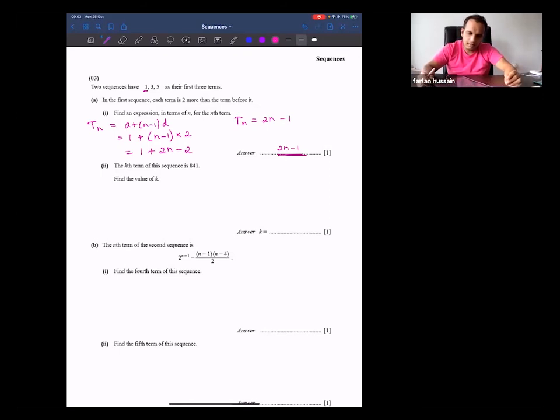Then they are telling us the kth term of this sequence is 841. Find the value of k. So guys, the nth term of the sequence is 2n minus 1. Means the kth term is supposed to be 2k minus 1. So 2k minus 1 equals 841. You need to find the value of k. So take the minus 1 to the other side. 2k equals 841 plus 1, which is 842. So k equals 842 divided by 2, which is 421. So the value of k is 421.